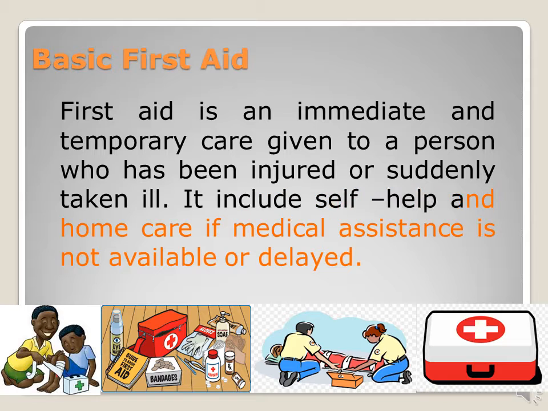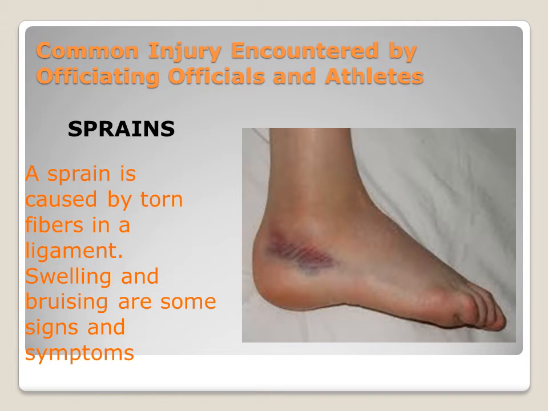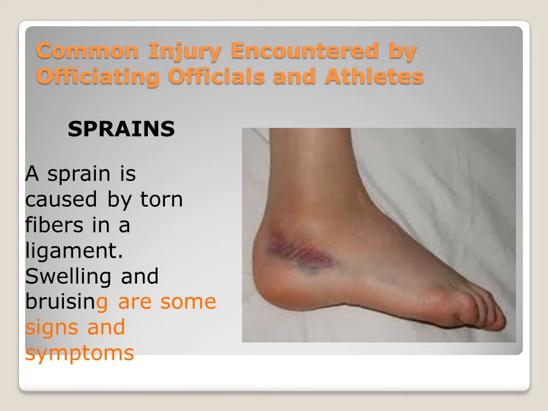suddenly taken ill. It includes self-help and home care if medical assistance is not available or delayed. Common injury encountered by officiating officials and athletes. Sprains. A sprain is caused by torn fibers in a ligament. Swelling and bruising are some signs and symptoms.